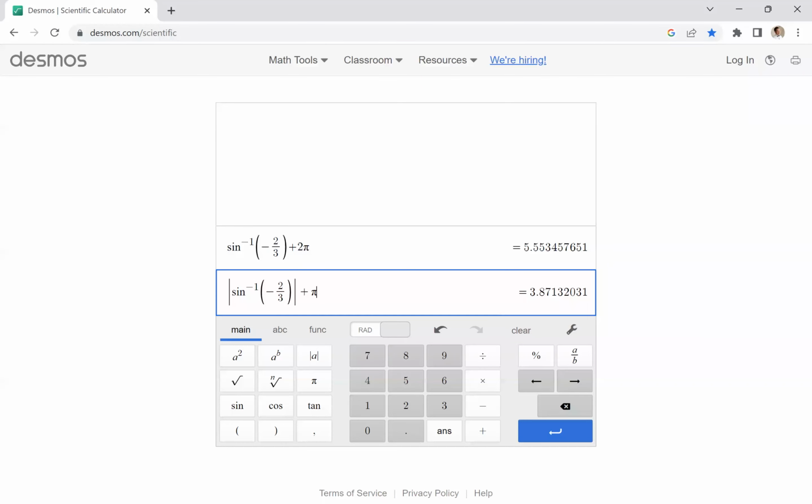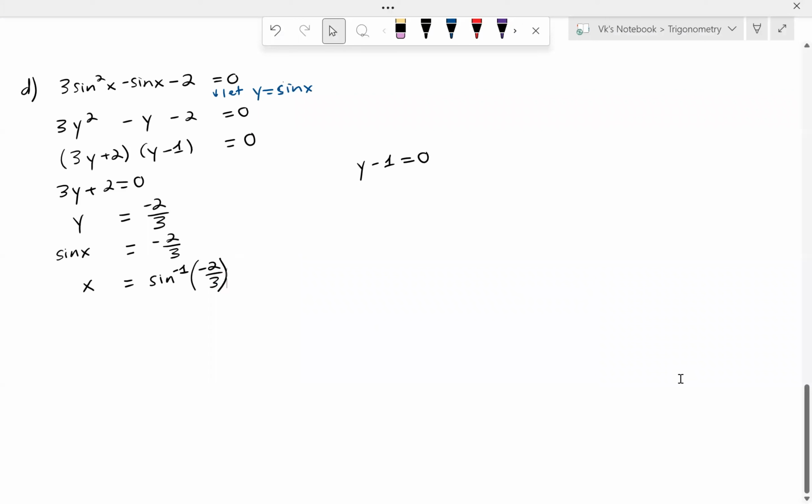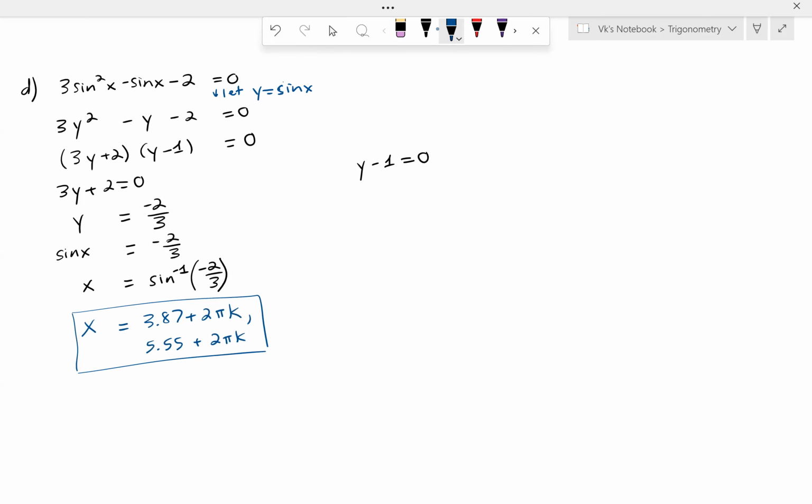And here comes the answer. X is 3.87 with a repetition of every 2 pi, so plus 2 pi k, and also 5.55 plus 2 pi k.